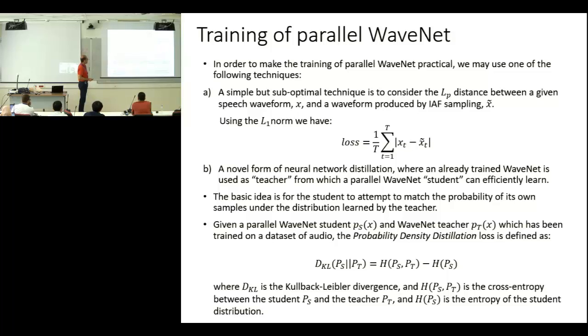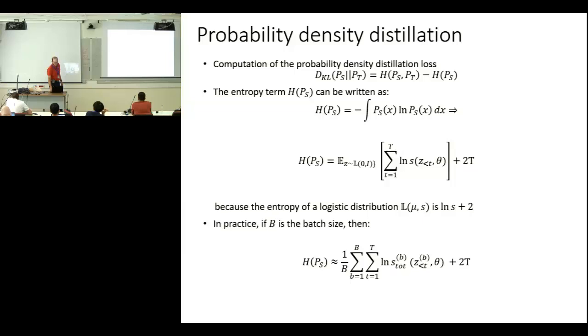Given a parallel WaveNet student and a WaveNet teacher trained on a data set of audio, for the probability distillation loss, we have to find the output of this network and the output of this network and compare the two outputs, how far one is from the other. This is the loss function. So we have to make the output of the student close to the output of the teacher. And the measure is this one, which is the Kullback-Leibler divergence between the two distributions.